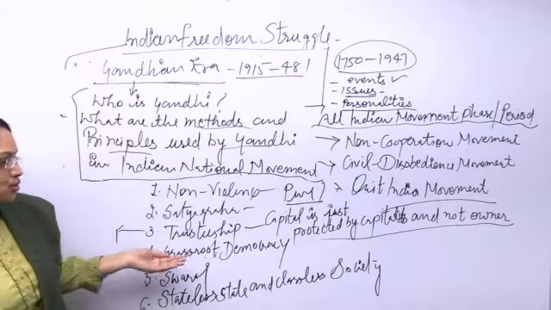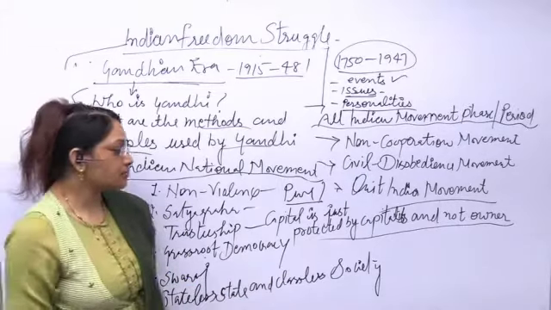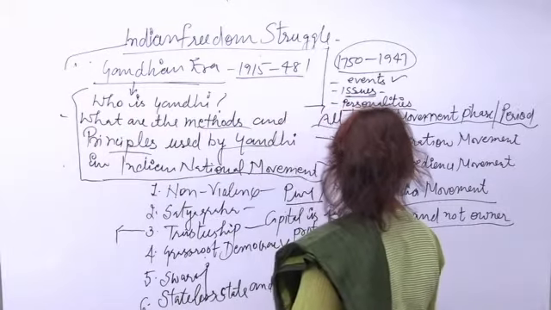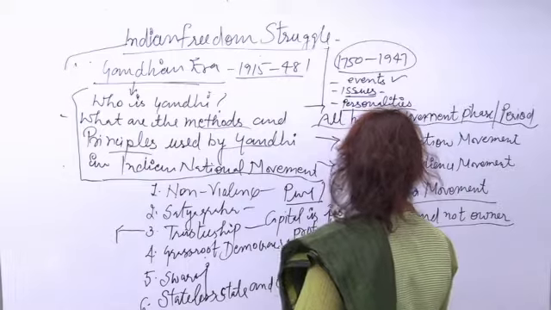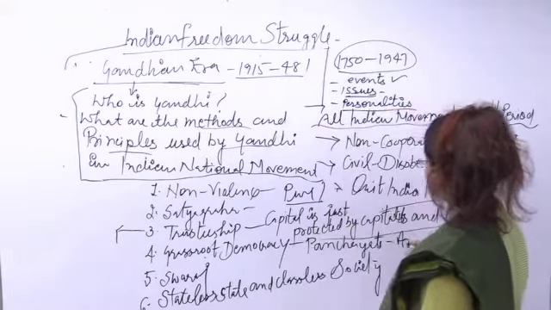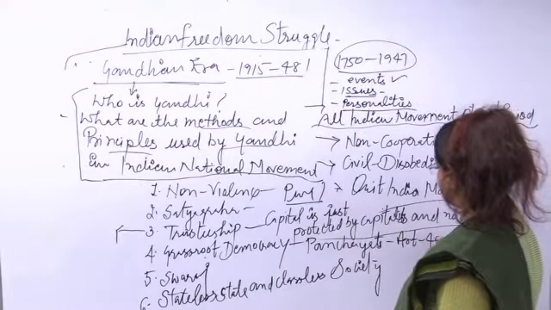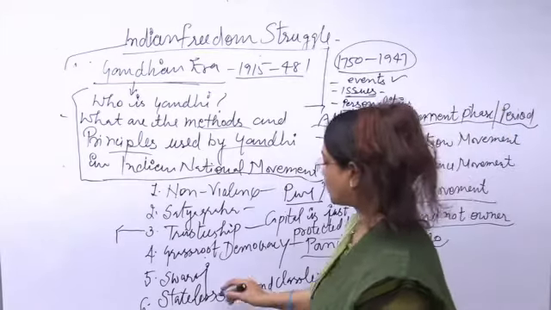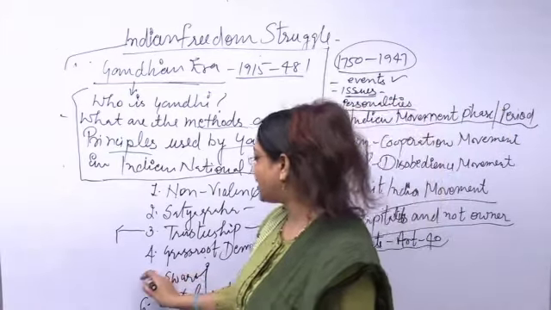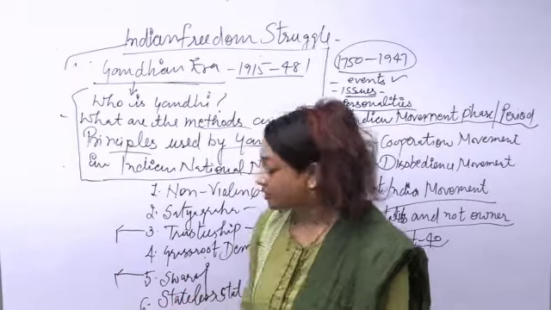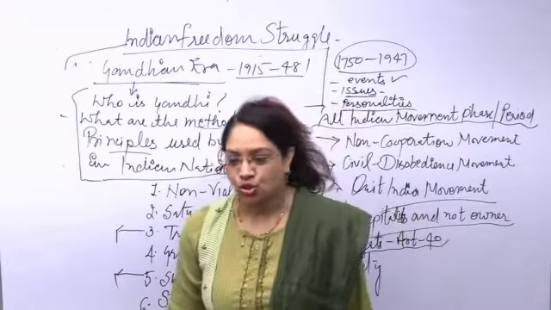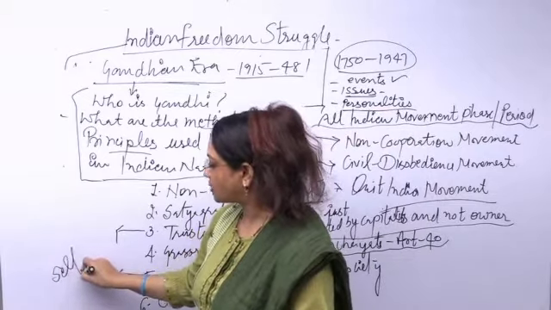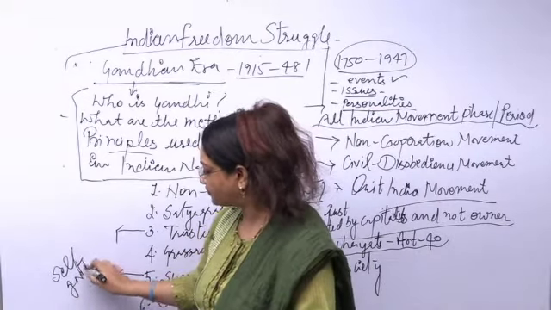And grassroots democracy means panchayats. This thing is also included in our Indian constitution, Article 40, panchayats. So, how will you apply these thoughts? Swaraj. This is basically the Indian version of liberty. What is the meaning of Swaraj? Self government. Swaraj, self government, right?